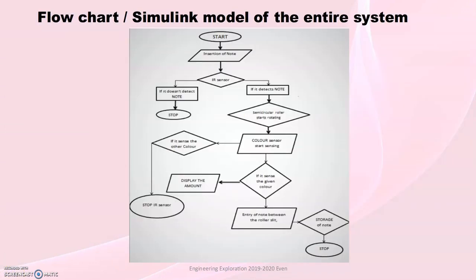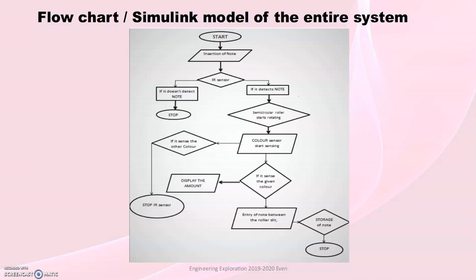This is the flowchart of the entire system. There's an insertion of node, and if the IR sensor does not detect any nodes, it stops. And if it detects nodes, the input is given to the semi-rollers and it starts rotating. Nodes are moved to the color sensor.